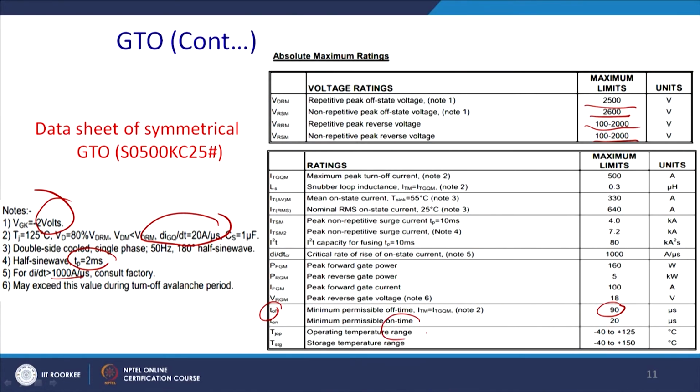So, generally if you make the switching period around 100 microsecond, the reciprocal will be 110 kilohertz. So, at least this turn off time should be around 5 to 10% of the total timing. So, for this reason this device is required to operate below 1 kilohertz, and possible turn on time is 20 microsecond.